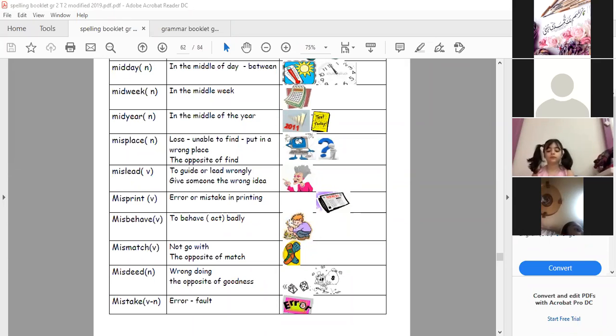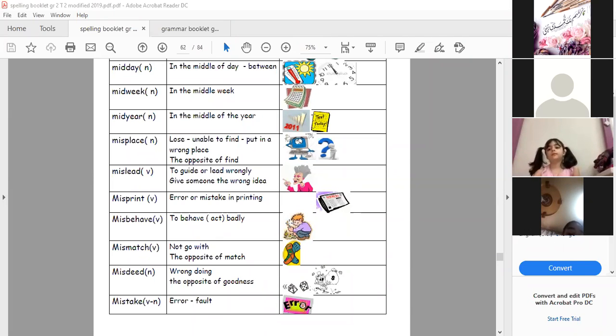Ruqayya? Yes. What does mistake mean, Ruqayya? Mistake means error or fault. Yeah. When I say this, that's my mistake. It means it's my error. It's my mistake. Okay, now let's start our spelling booklet to answer.